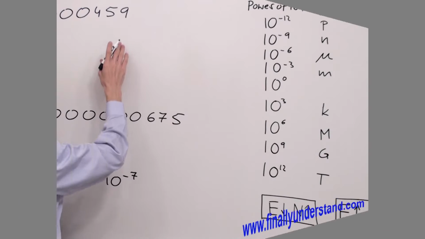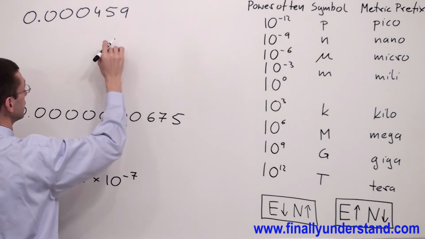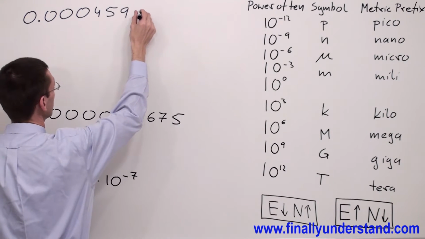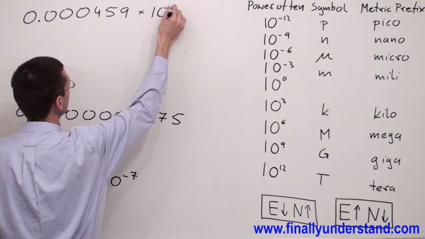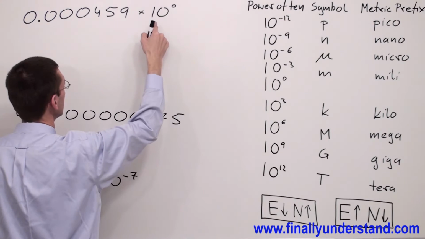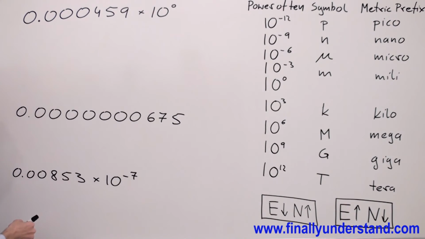Let's take a look at the first example. We do not have a power of 10 visible, okay? We have to make it visible. Remember, anytime we don't have a power of 10, we're supposed to write 10 to 0. Remember, 10 to 0 is equal to 1. 1 times the number is the same number.